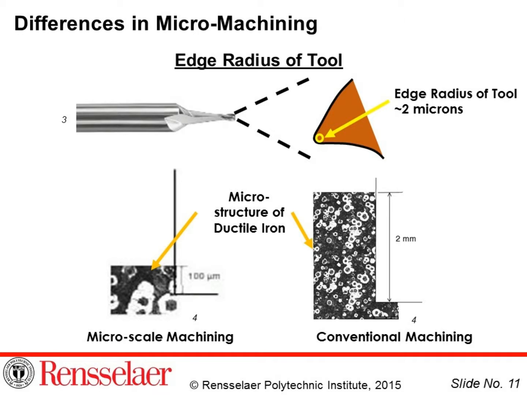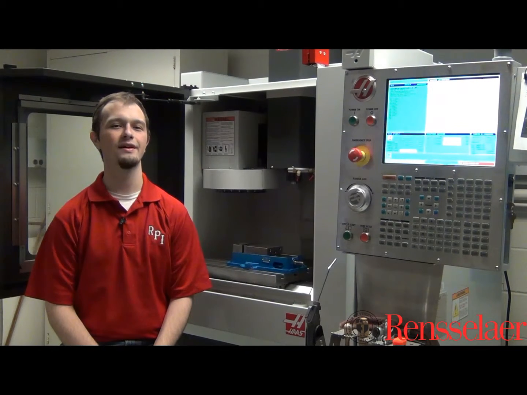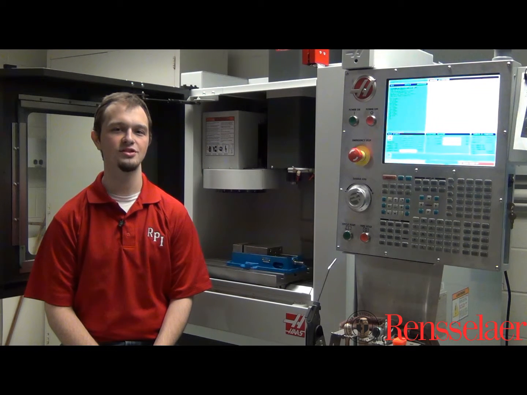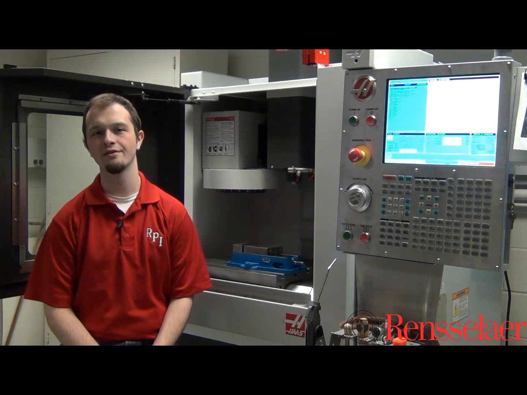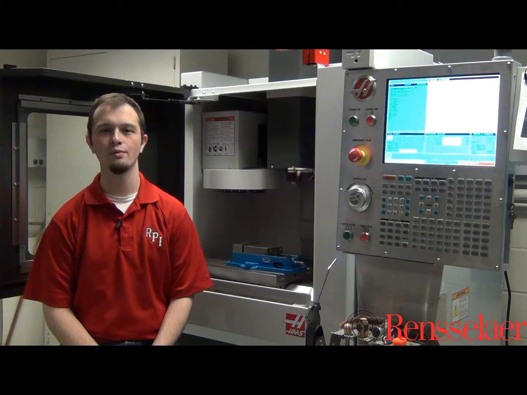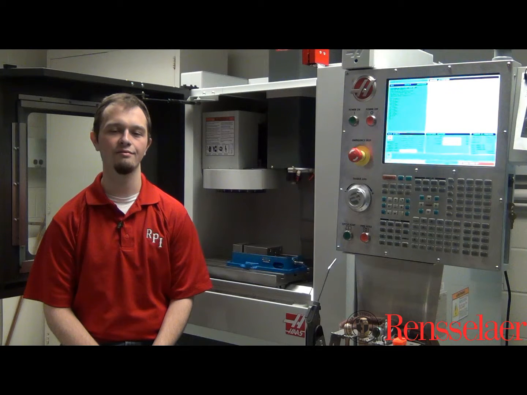Next, we look at the edge radius of the tool. Typical diamond tools in micromachining applications have edge radii of around 2 microns, which is around the same size as the grain boundary of the workpiece as previously described. Therefore, these edge radii will come into contact with various grains per pass of the tooth.